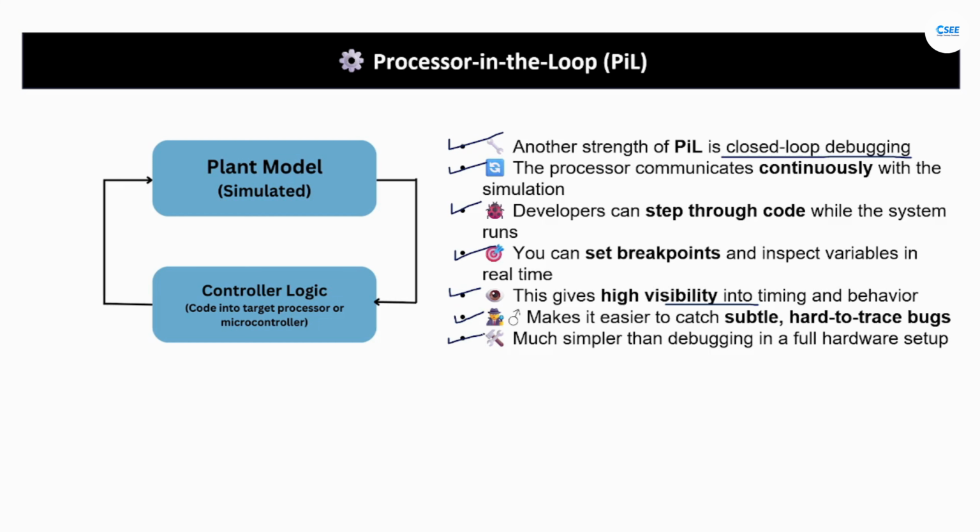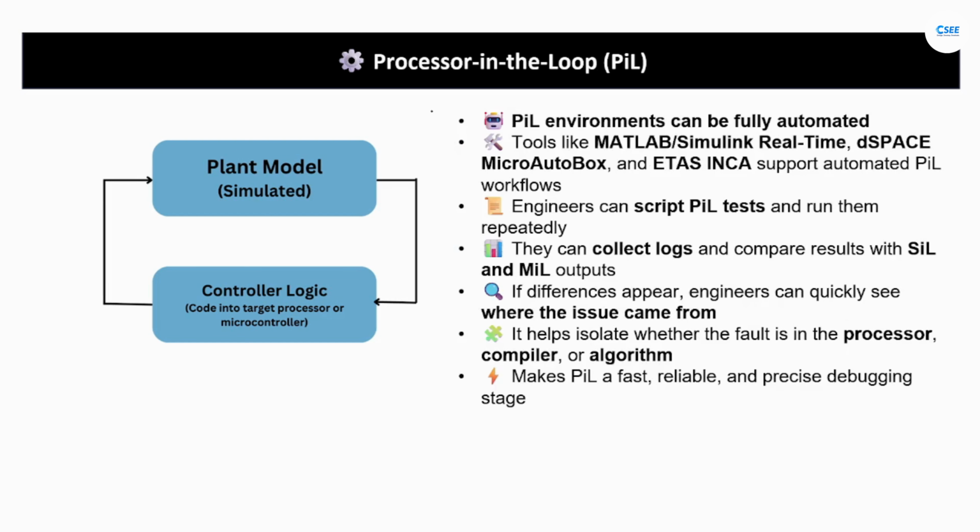PiL environments can also be fully automated. Using tools like MATLAB Simulink Real-Time, dSPACE Box, or ETAS INCA with embedded target interfaces, engineers can script PiL tests, collect logs, and compare them automatically with the SIL and MIL reference results. If discrepancies appear, they can immediately isolate whether the issue came from the processor, the compiler, or the algorithm itself.